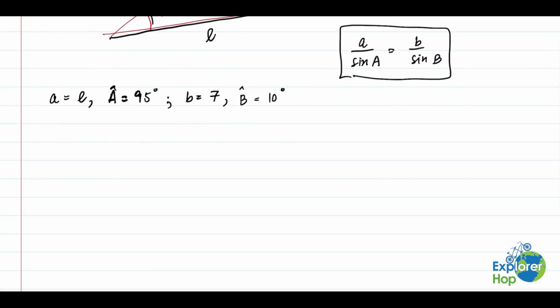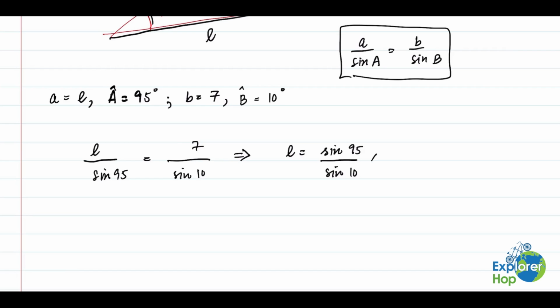So now we'll just substitute everything into our equation and we would get L over sine 95 equals 7 over sine 10. And rearranging it, we would get L to be equal to sine 95 over sine 10 times 7. And again, we'll be using a calculator. We'll put everything in the calculator to get the answer of 40.2.